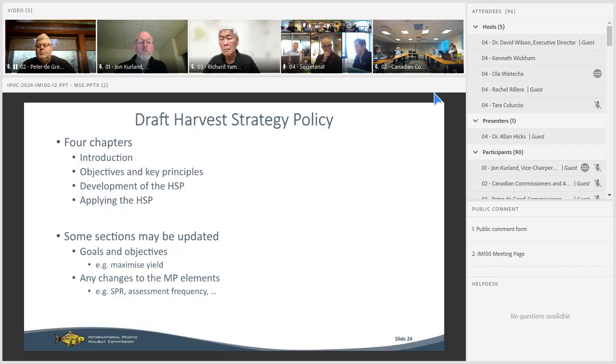I want to note that this is still a draft. Some sections still may be updated. We have been updating this throughout the year, though. But noting that one section that could be updated is modifying the goals and objectives. And the example here is the recommendation of the MSAB, to maximize yield rather than optimize yield. And then any other changes to management procedure elements, such as an SPR value, assessment frequency, both of which the MSAB has recommended.